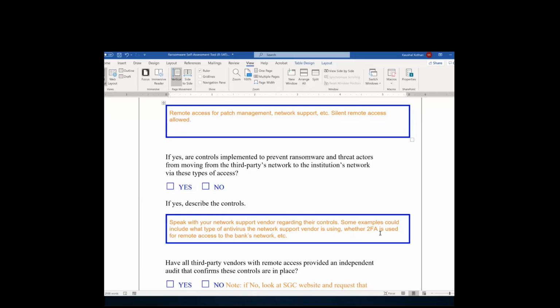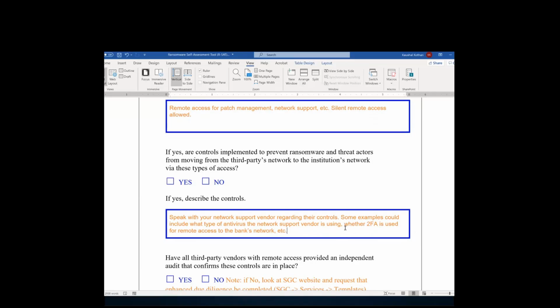At a minimum, your vendor should be using two-factor authentication for remote access to the bank's network. So they have tools like Kaseya, Enable, ConnectWise, different tools out there where when that vendor goes out to the tool to gain remote access to your system, they'll have two-factor authentication through some type of authenticator app. And so you'll want to see some of those responses. Those are huge controls to prevent ransomware from moving from their network onto yours.